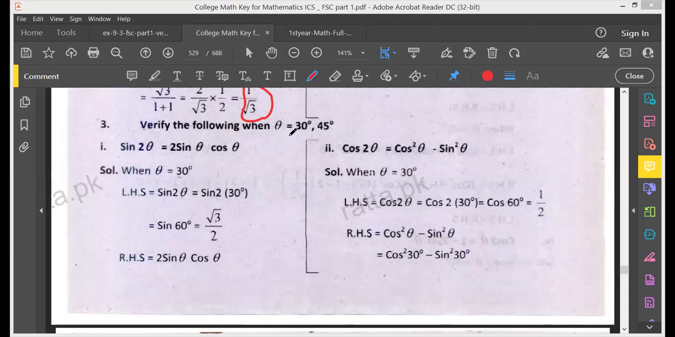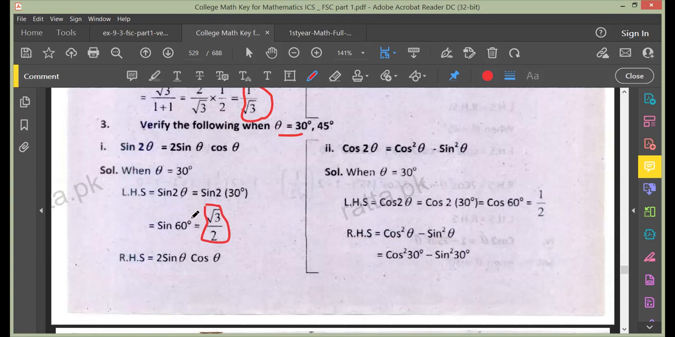So if I use angle 30 first, sine 2 theta is equal to 2 sine theta cos theta. Simply we will write theta is equal to 30 in the place of theta. So sine of 2 theta will be sine of 2 times 30. So 30 multiplied by 2 will be equal to 60. Sine 60, we know, is equal to square root 3 by 2.